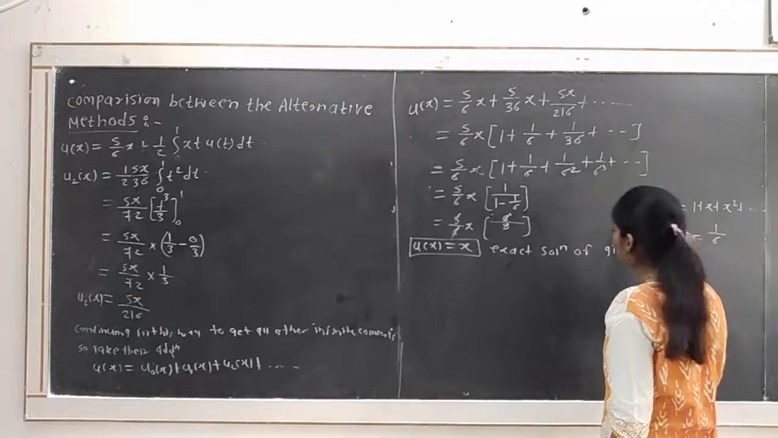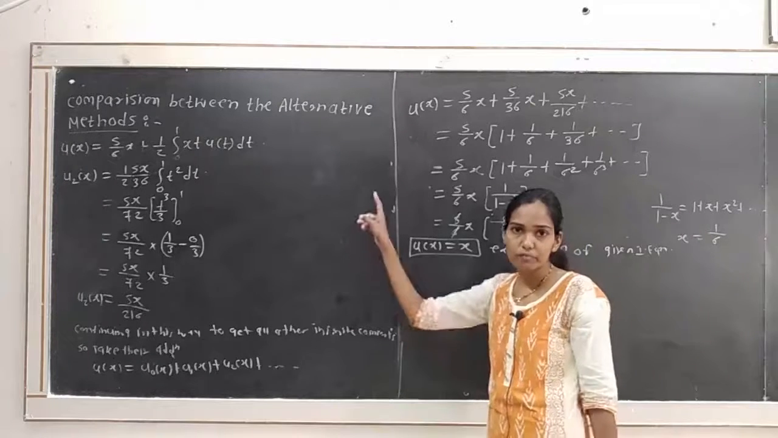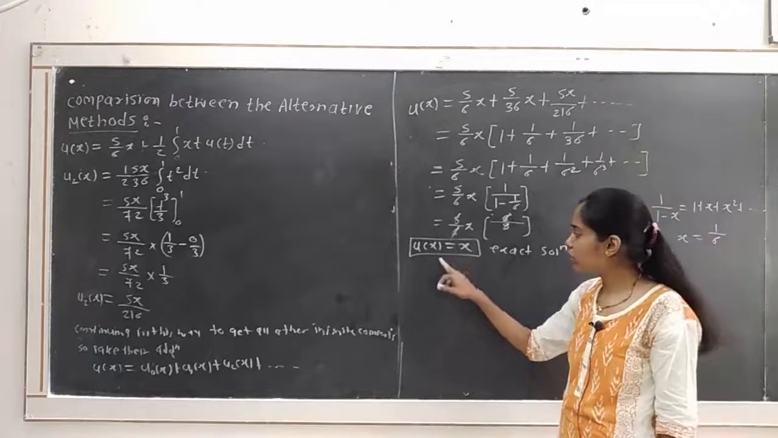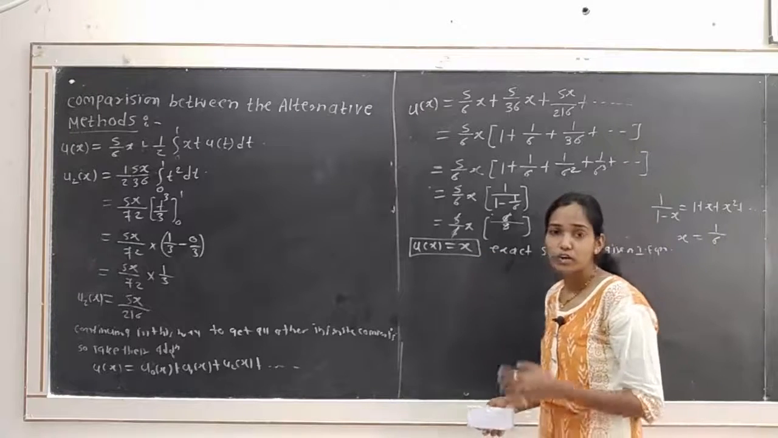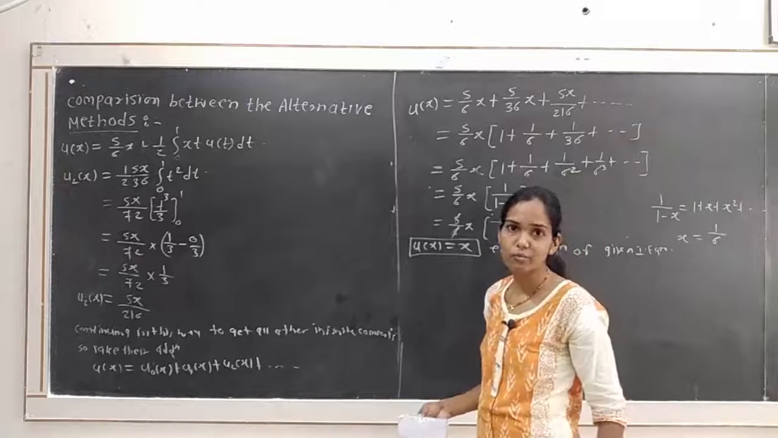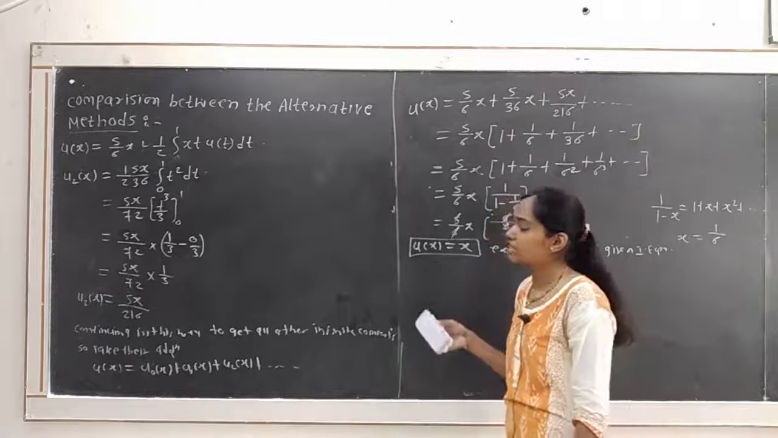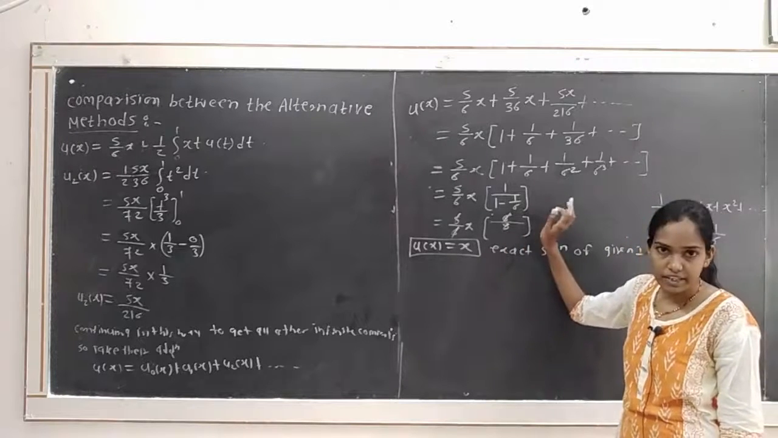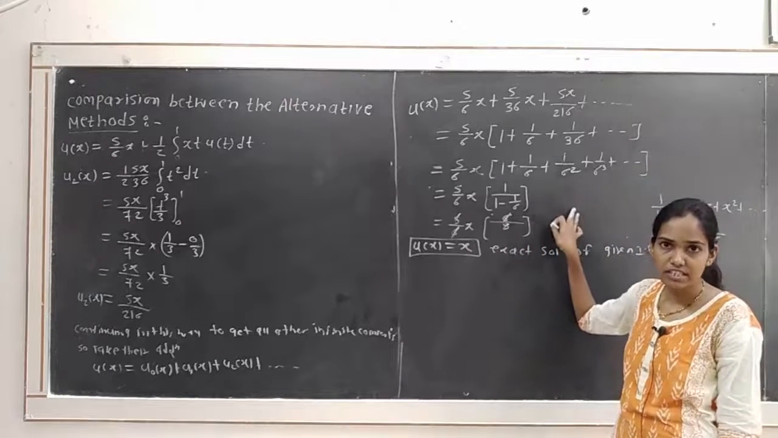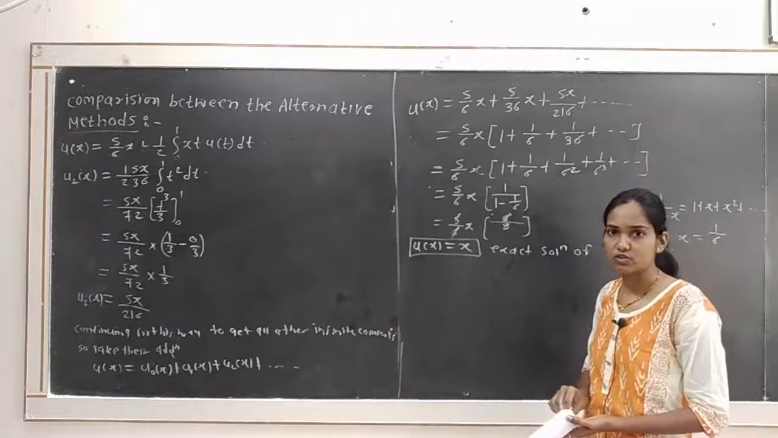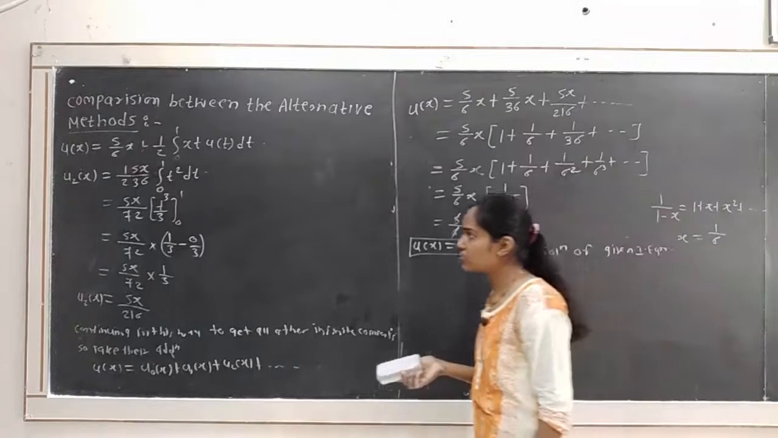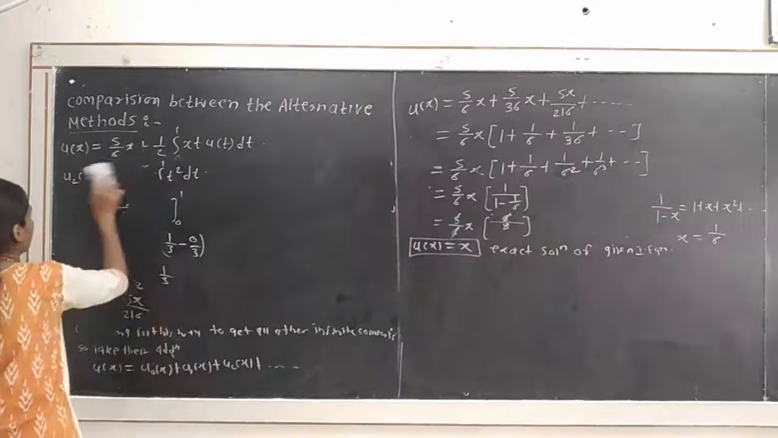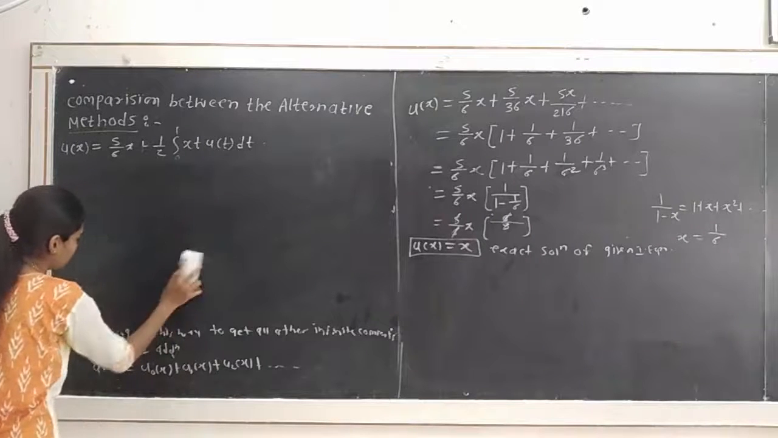So by using the Adomian decomposition method, we get the solution u of x is equal to x, and here we find the series solution components, that is the infinite series, and from that we calculate the solution by applying the Taylor series expansion or an infinite geometric series. Okay, so in this way, we now solve this example by using the next alternative method, that is the variational iteration method.